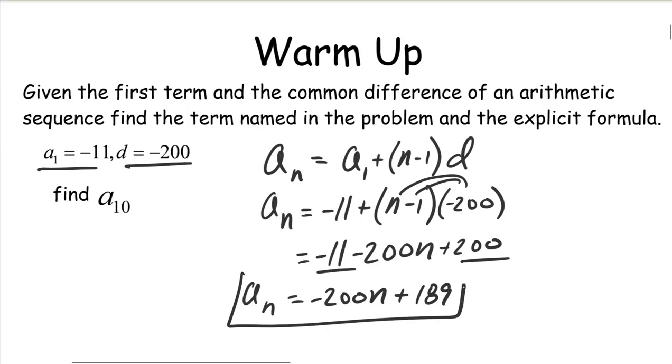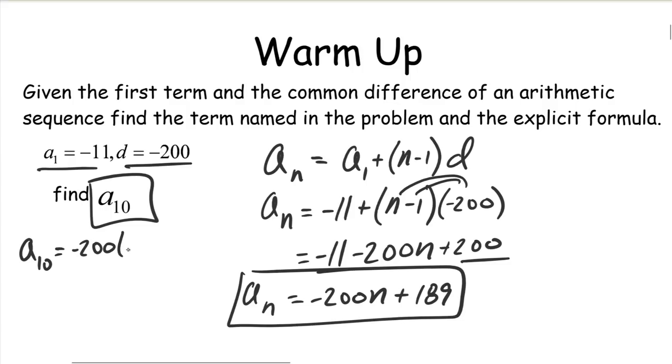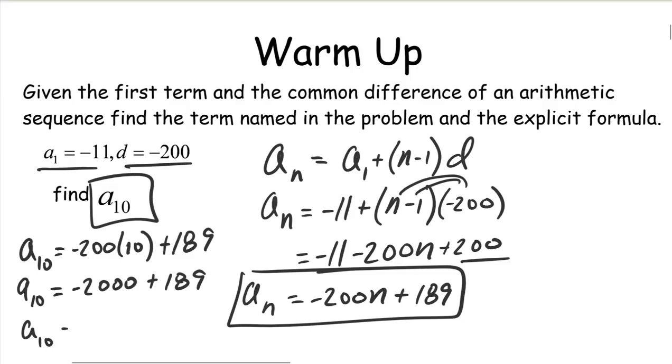189. Now if we wanted to find the 10th term, we'd say a sub 10 equals negative 200 times 10 plus 189. So that makes negative 2,000 plus 189. So the 10th term would be negative 1,811.